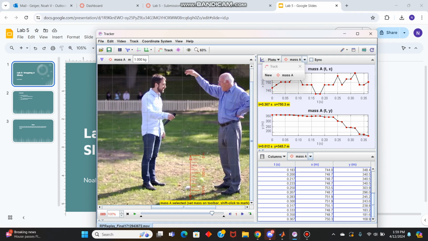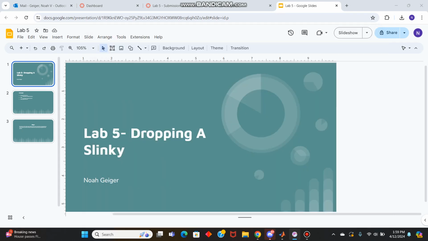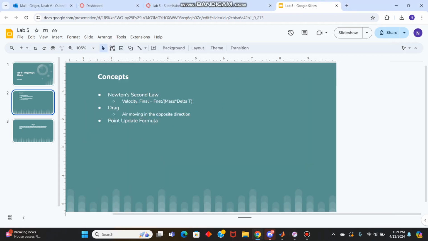You can see we use tracker to mark all our points. It kind of looks a little bit of a nice curve, little choppy, probably just because of the camera angle. And I notice the frames per second are pretty bad, so that's probably to do with it. Concepts, we're going to just keep it simple. We're going to use Newton's second law, we're going to use drag, and we're going to use the point update formula.